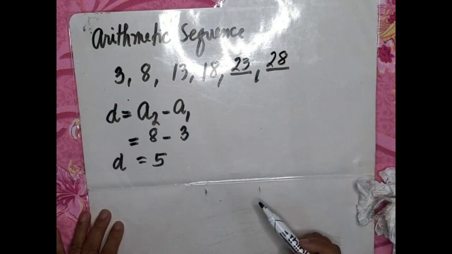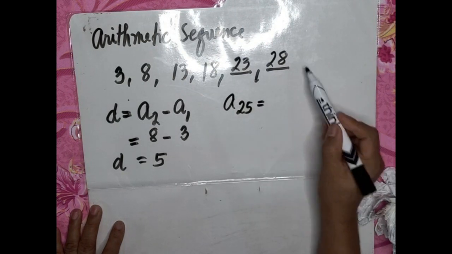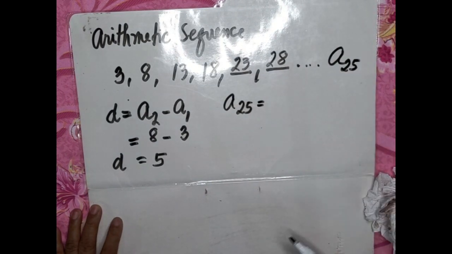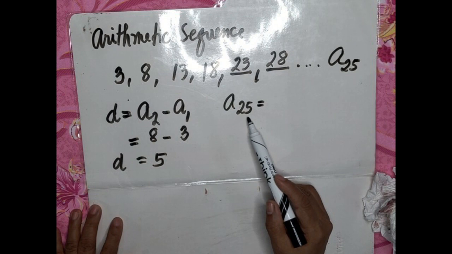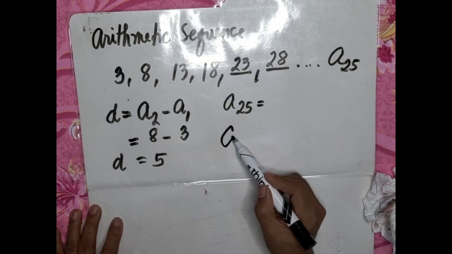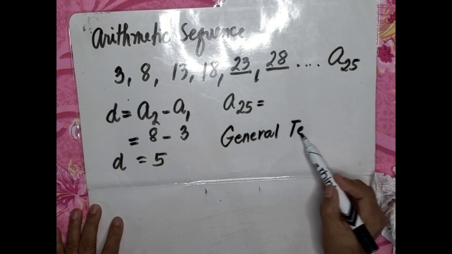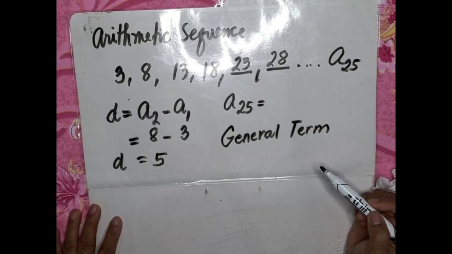Okay. So, how about if we want to come up with the 25th term in this particular sequence? So, we are going to look for a sub 25. What we are going to do is find the general term, because it would be very difficult for us to list down all the terms from the first term until we arrive at the 25th term. So what is the general term? We have said before that the general term is simply the formula in coming up with our sequence. So how are we going to get this one?